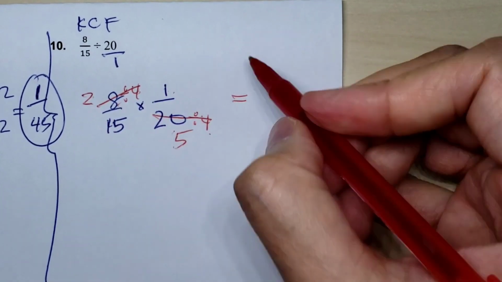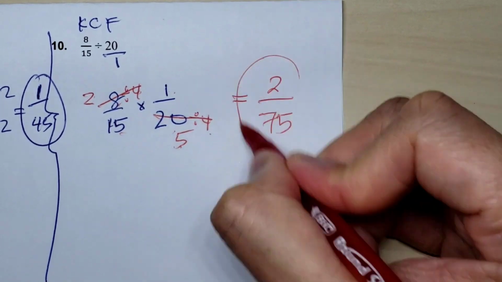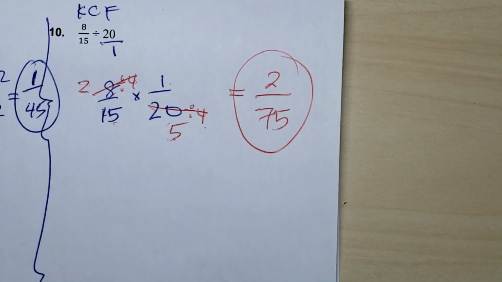Now we can do 2 times 1 is 2. 15 times 5, and that's going to be 75. So then we're done.